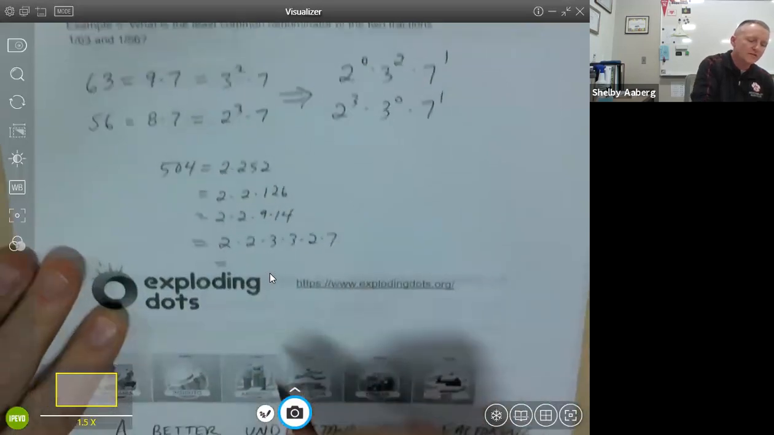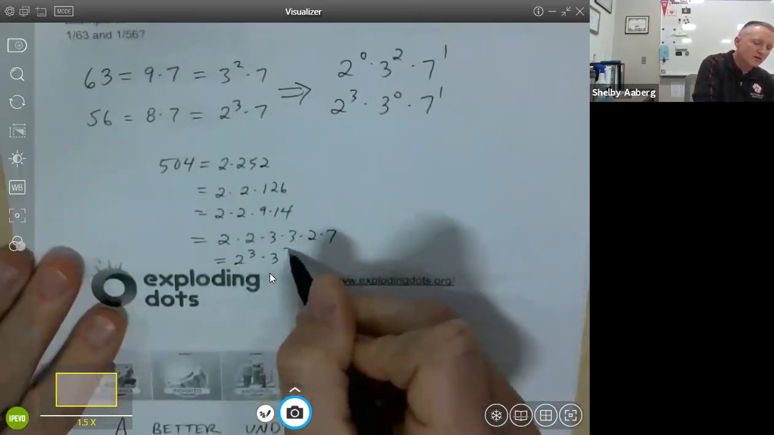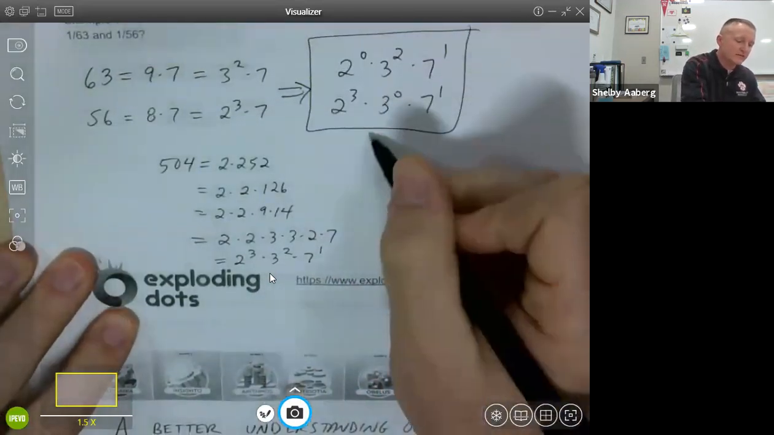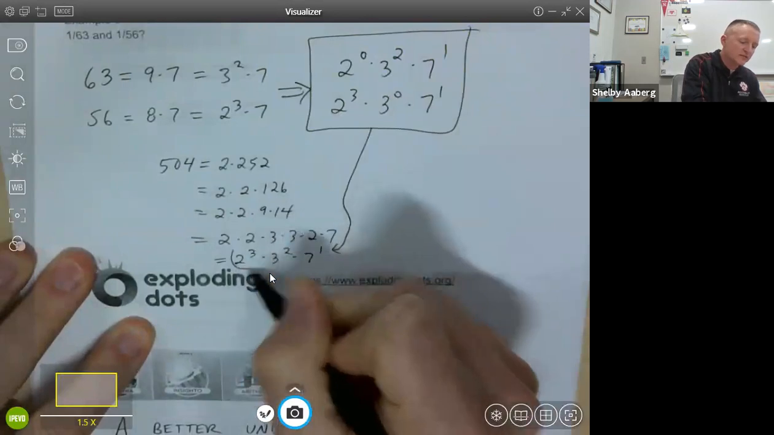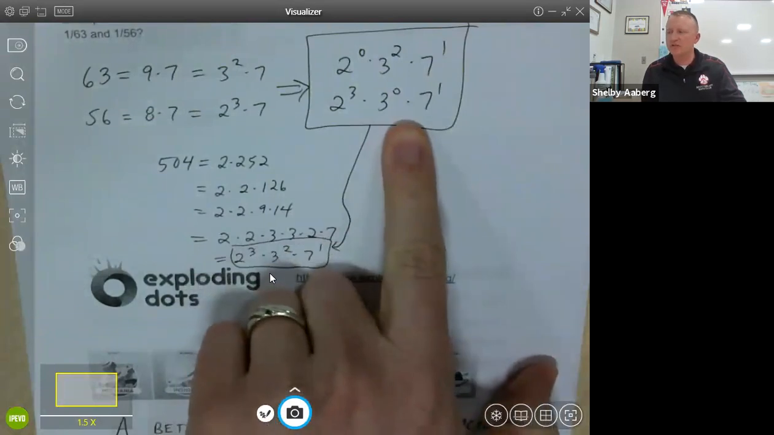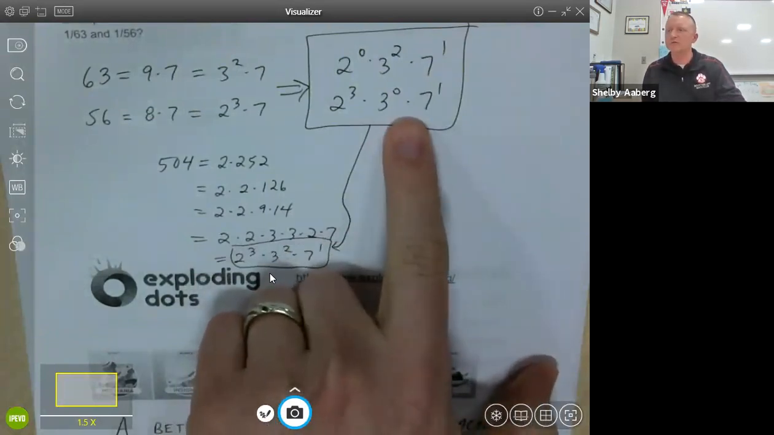And so all of a sudden we get 2 times 2 times 3 times 3 times 2 times 7. So now we have 2 cubed times 3 squared times 7 to the 1st. And so I'm looking at this going, okay, how do I relate these two representations? That may be evident to a room full of math teachers. That's certainly not evident to the learner that may not think to employ this strategy in particular. There might be a reason why this pattern would be useful to them.